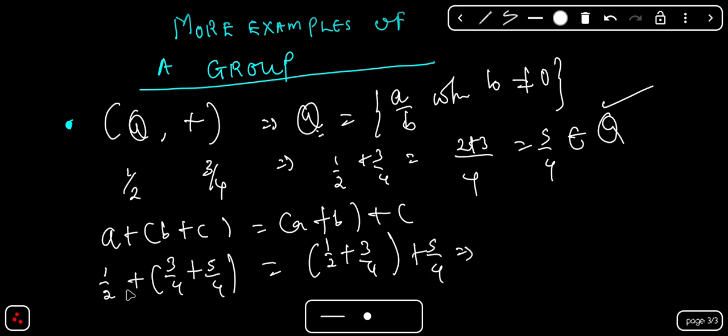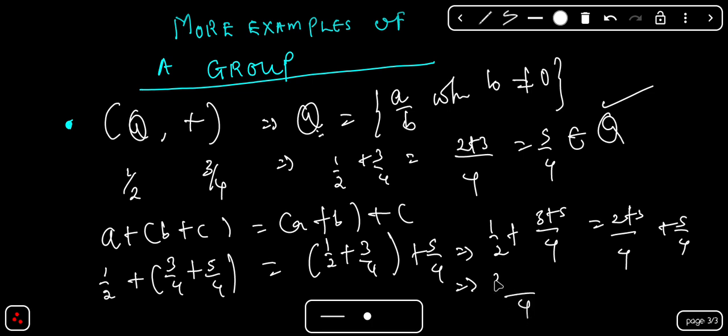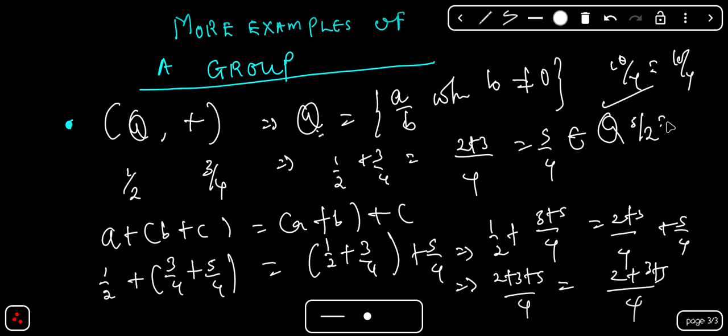Let's check. This will be 1 over 2 plus, the LCM will be 4, then we have 3 plus 5, which is 8 over 4. On the other side, we have 2 plus 3 over 4, then plus 5 over 4, and the LCM will also be 4. So we are going to have 2 plus 3 plus 5, which gives us 10. So we have 10 over 4 on both sides. And 10 over 4 is 5 over 2.